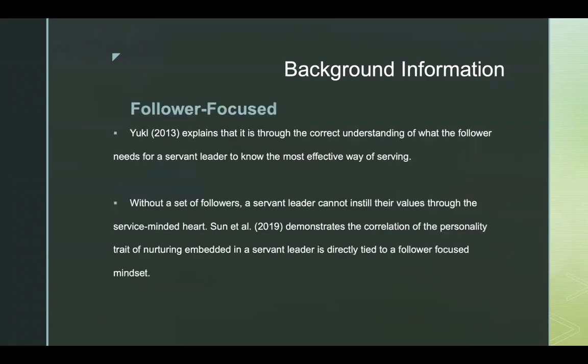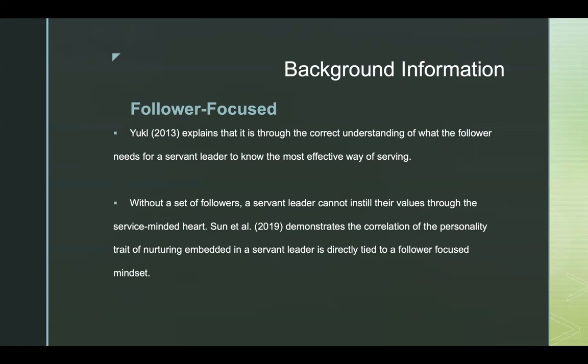The last characteristic we're going to talk about is follower focused. Now, both the service minded and personal values come with a correlation of a follower focused mindset, because meeting the needs of one's followers is truly what servant leadership is all about. And Uckel in 2013 explains that it is through this correct understanding of what the follower needs that a servant leader knows the most effective way of serving them. And without set followers, a servant leader cannot instill their values through the service-minded heart.